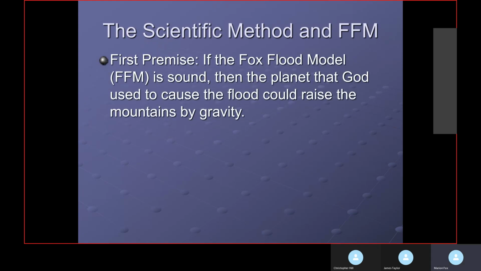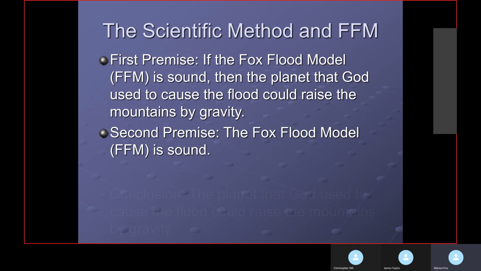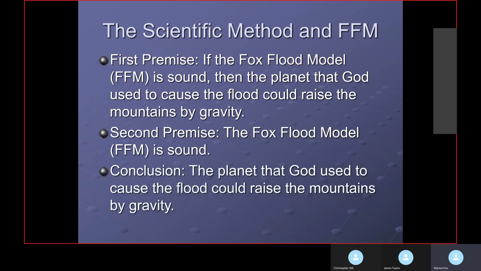If the Fox flood model is sound, then the planet that God used to cause the flood could raise the mountains by gravity. I'm claiming the model is sound and it could cause the flood to raise mountains by gravity. Now, the question is: is gravity sufficient to uplift the mountains? And we showed from the calculations that it is. A planet could come close enough to actually raise the mountain ranges.